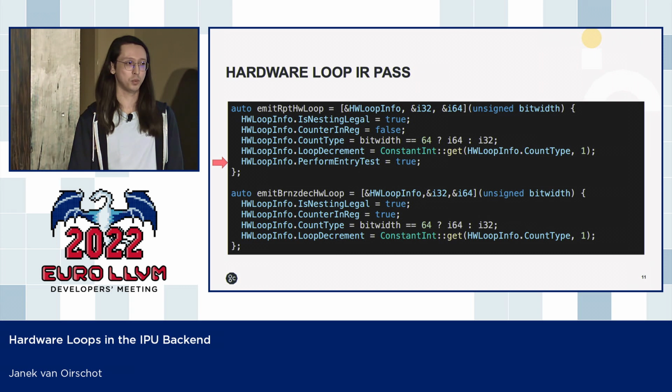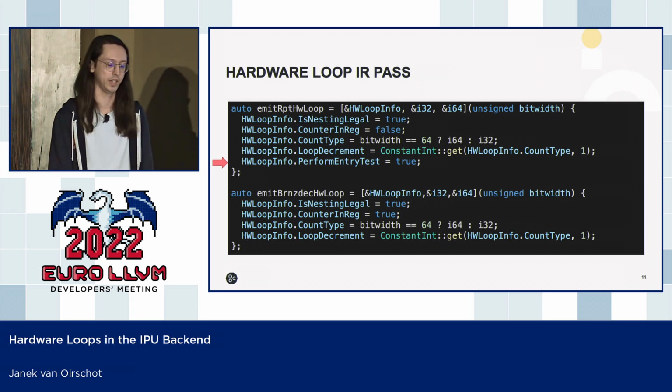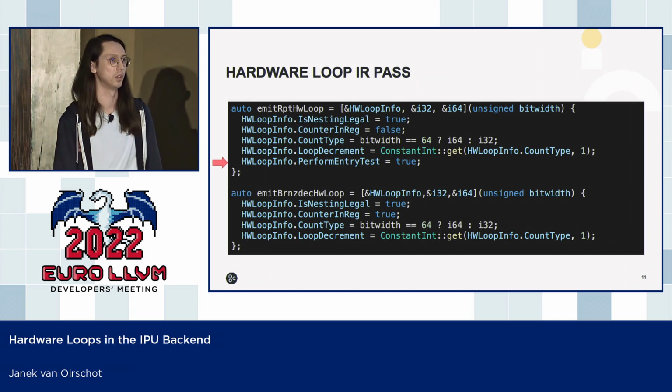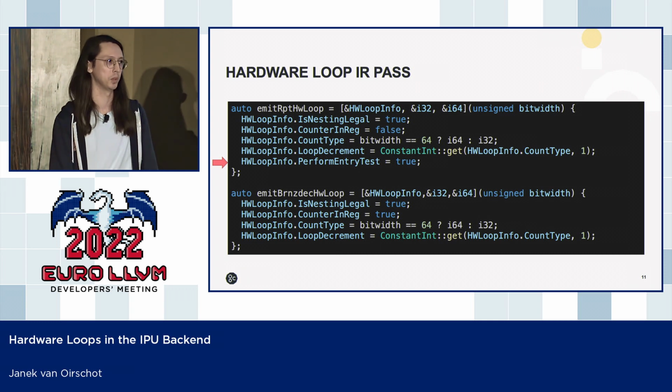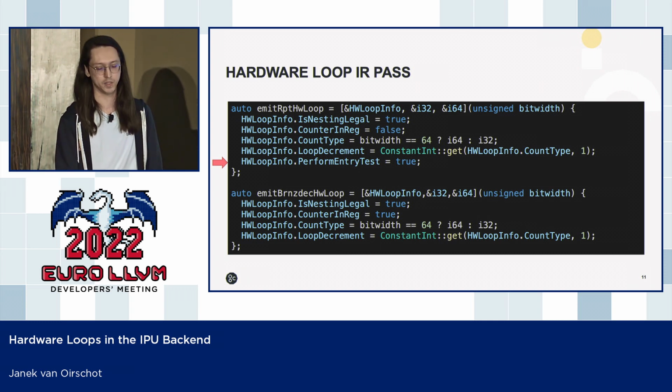Then the loop decrement, which just tells us how much we decrement at each iteration. And for the repeat case, we also have the perform entry tests, to model the semantics of being able to elide the loop body.